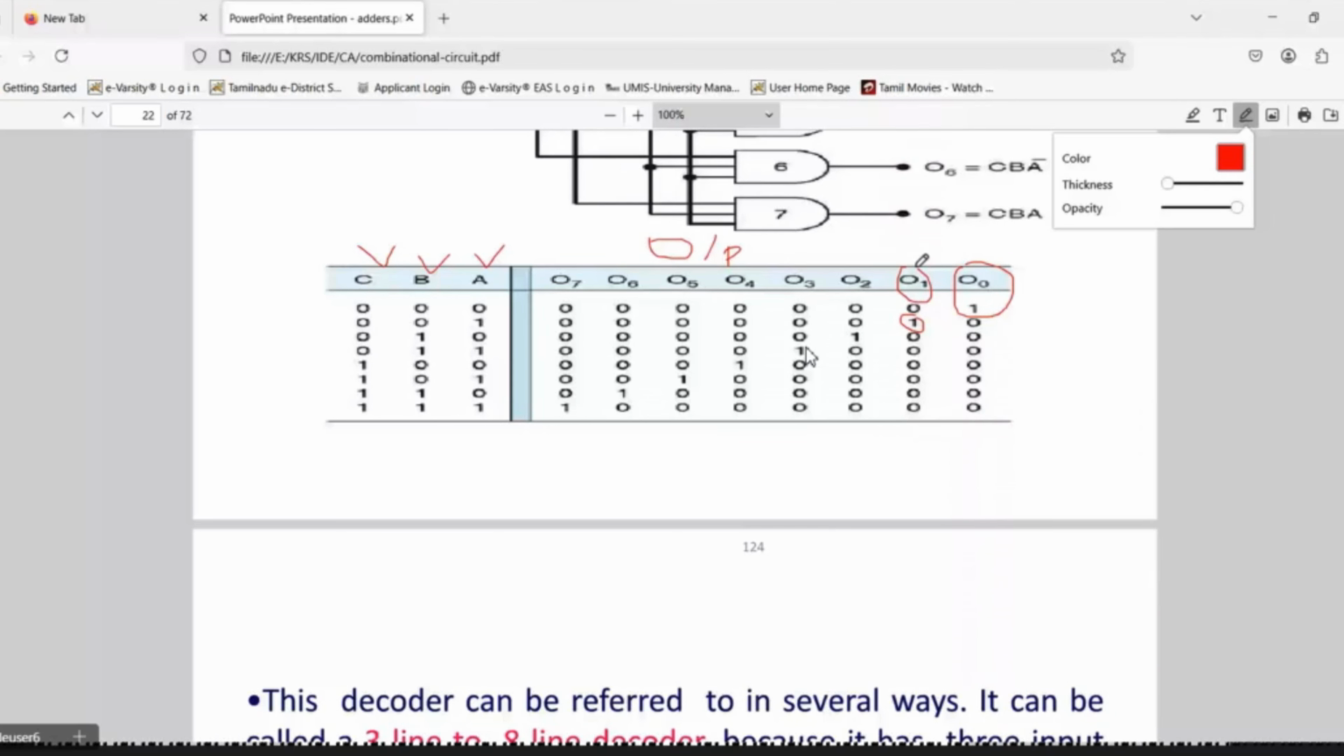Similarly, 0 1 0 means output 2 is enabled. 0 1 1 means 3 is enabled. 1 0 0 means 4 is enabled. 1 0 1 means 5 is enabled. 1 1 0 means 6 is enabled. And 1 1 1 means 7 is enabled.